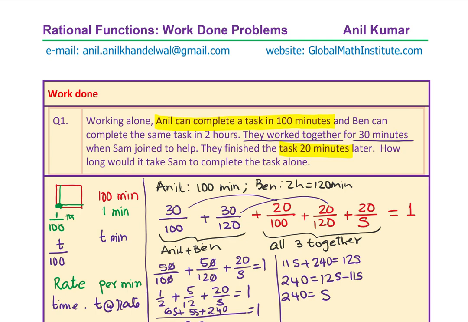So we can write down Sam will take 240 minutes.